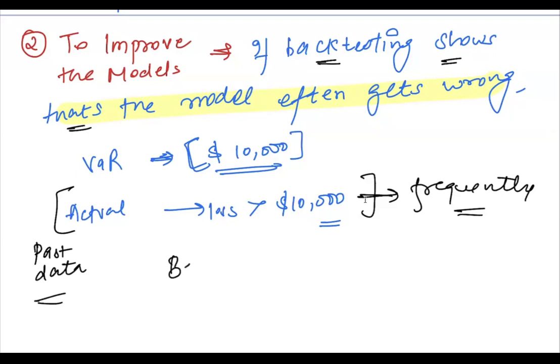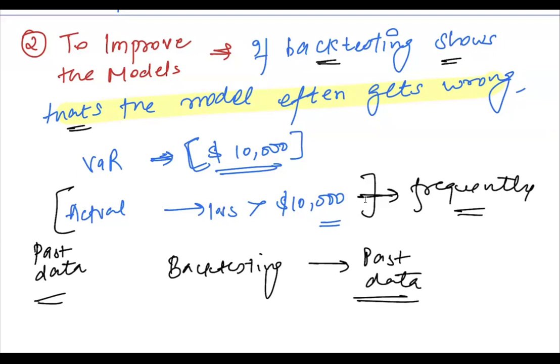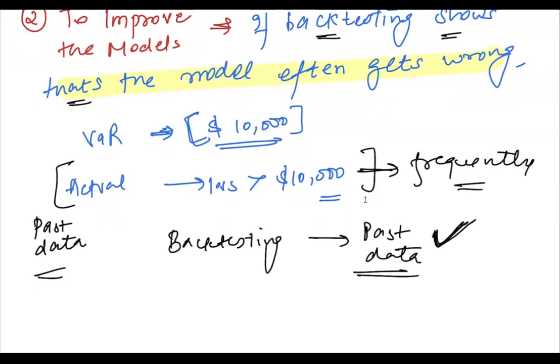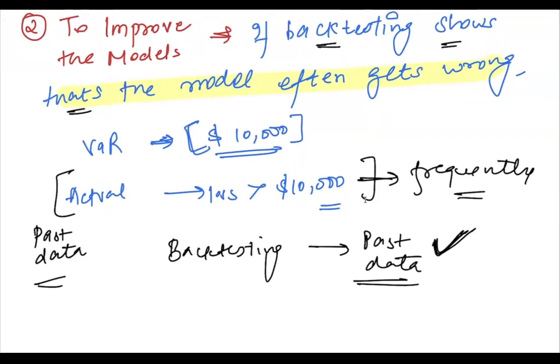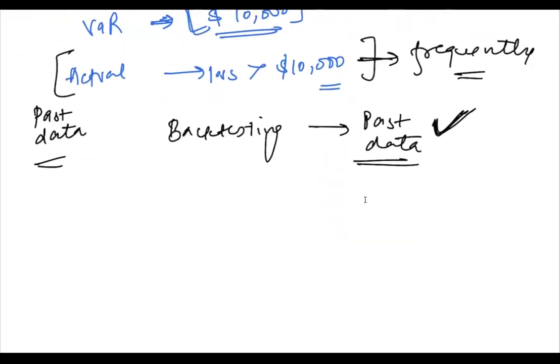See, always remember, backtesting will always happen based on past data. We will never use future data. We'll always use past data to perform backtesting. So of course, if the backtesting results aren't great, then we know for sure that we need to improve our model. And the last reason why we do backtesting is to comply with the rules.